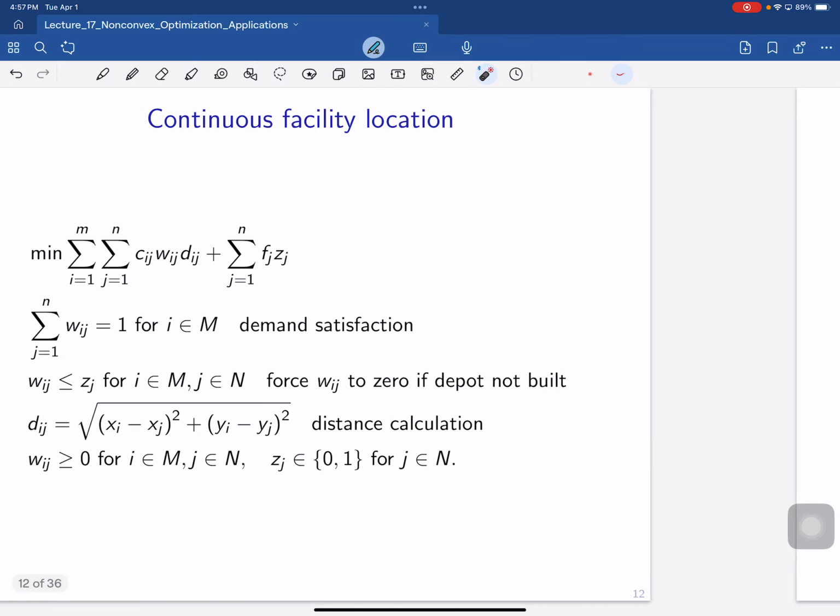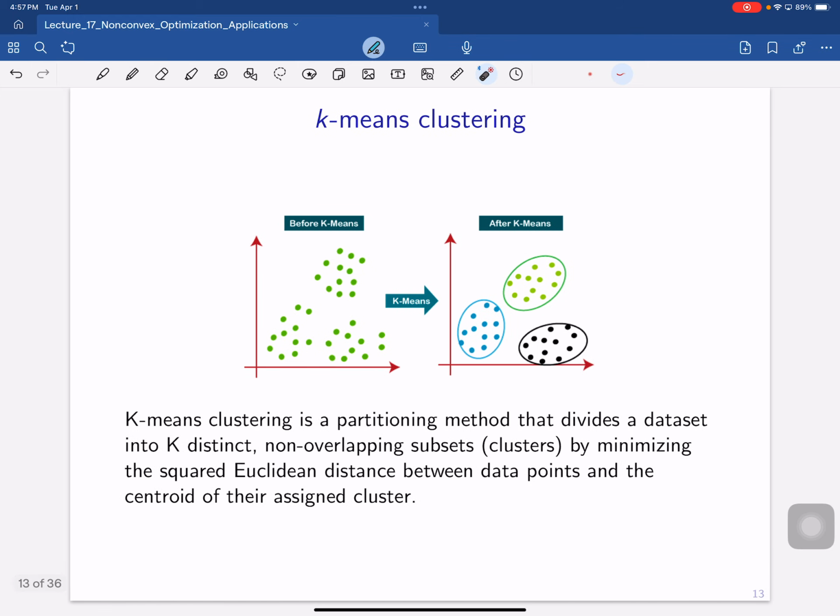Okay, so that's a continuous facility location problem. Then we also have a related problem called k-means clustering. In the MILP application, we said the facility location problem is similar to something called the k-medoids clustering problem. In k-medoids clustering, the center you pick has to be a data point. But in k-means clustering, the center you pick does not have to be an original data point.